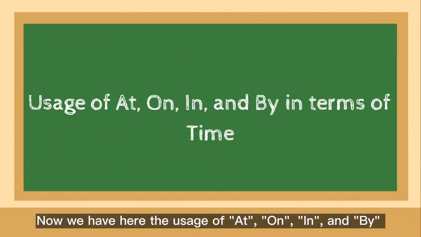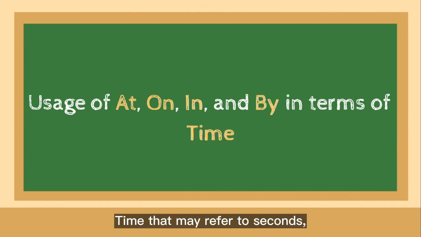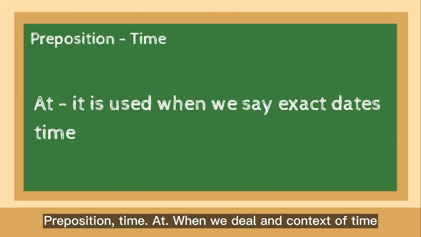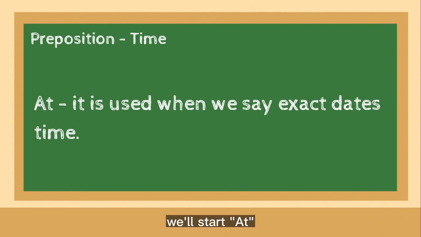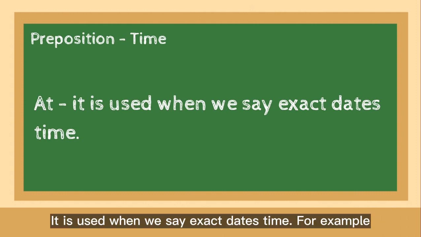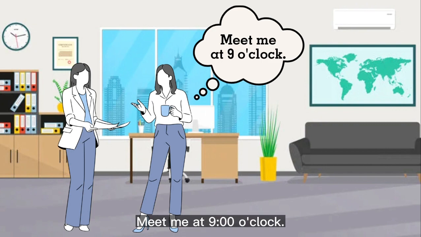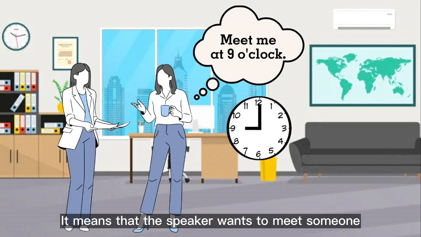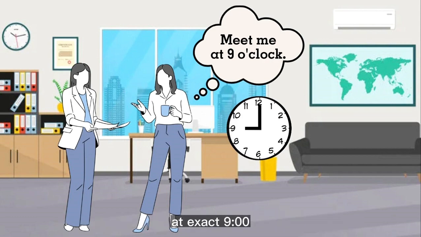Now, we have here the usage of at, on, in, and by in terms of time. Time that may refer to seconds, minutes, hours, days, and so on. Let's start with at. It is used when we say exact dates or time. For example, meet me at 9 o'clock. It means that the speaker wants to meet someone at exactly 9 o'clock, not 9:30 or before 9.